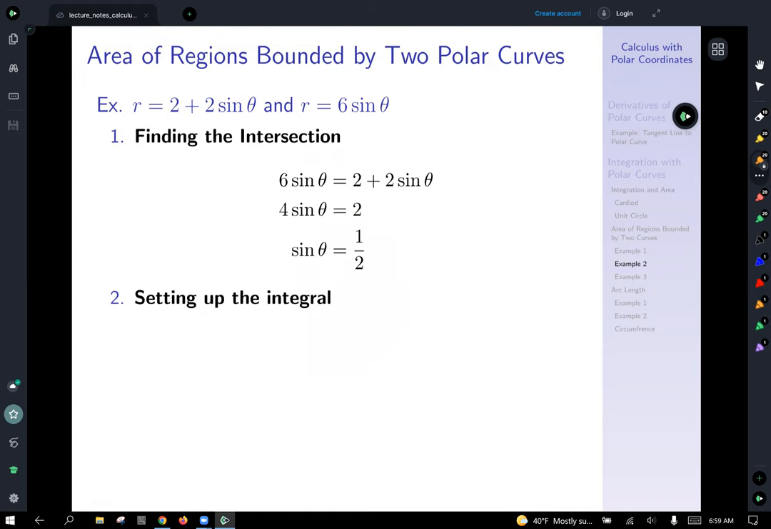So before we fire up the calculator, let's see if we can work this out using some algebra. Setting r equal to r, we would set 2 plus 2 sine of theta equal to 6 sine of theta. And when we solve that, we work our way down and get sine is equal to 1/2. Well, where is sine equal to 1/2?